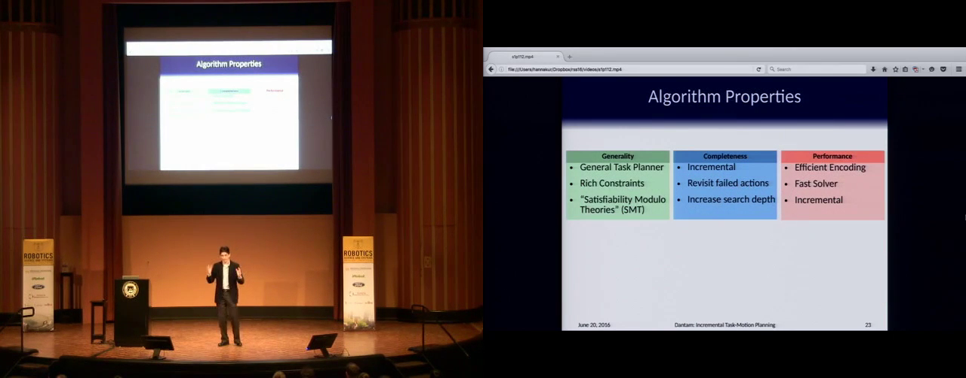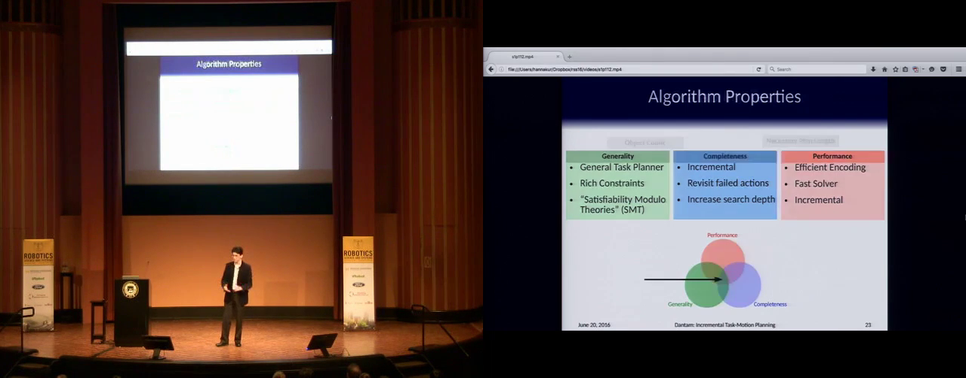So we have put together a general task planner. We can incorporate rich constraints like energy use or path length using these SMT solvers. We are probabilistically complete because we incrementally revisit failed operators with increasing search depth, and we get good performance using this efficient encoding and these fast incremental solvers. So we have this nice balance of properties.